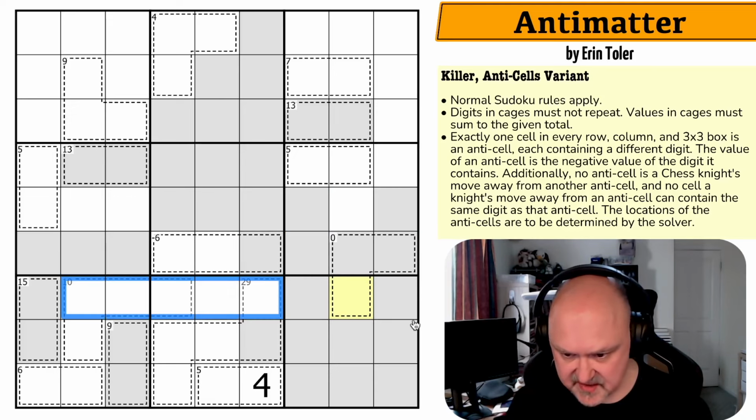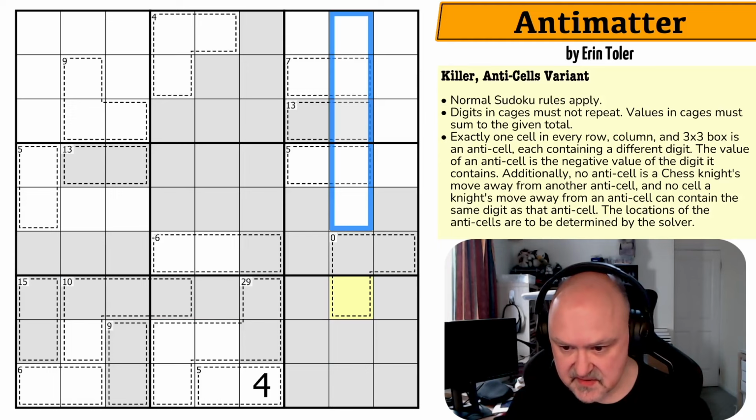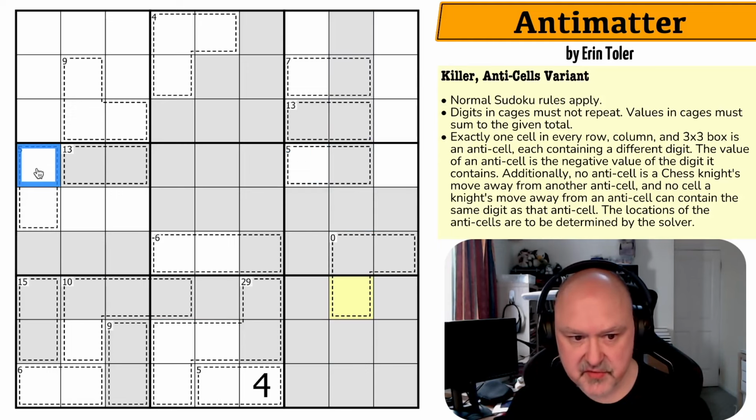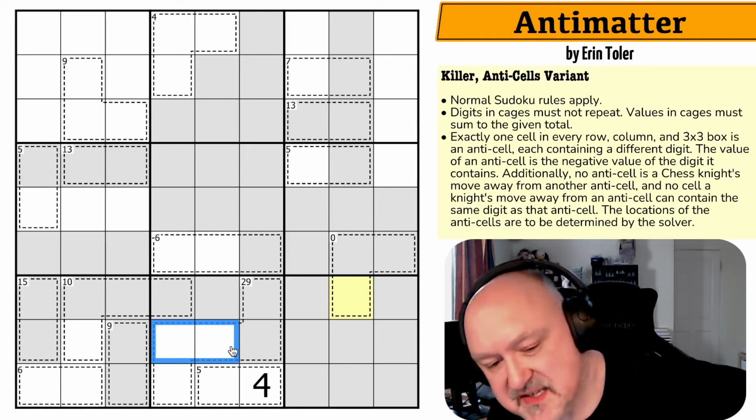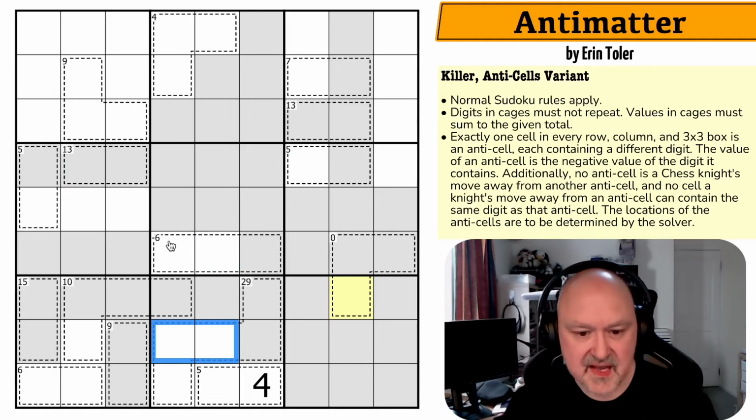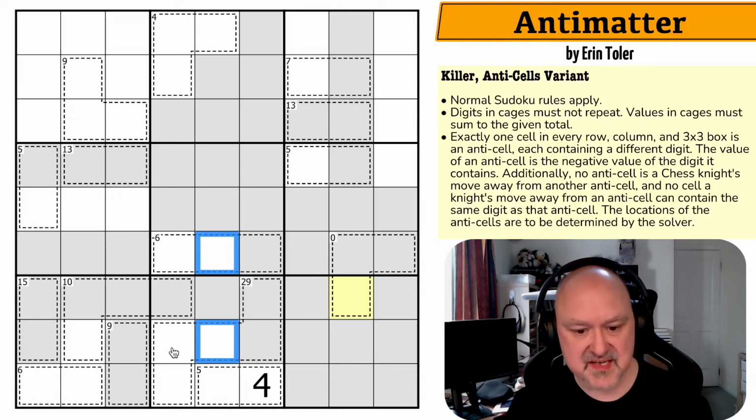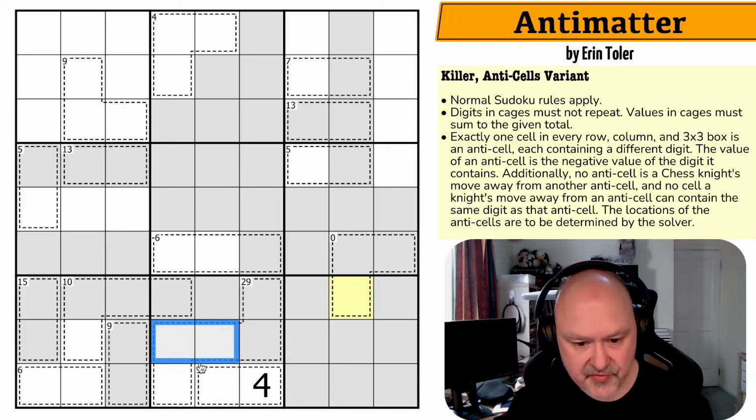These are not anti-cells. So there's an anti-cell in one of those two, and that is not an anti-cell. There can't be an anti... No, there can be an anti-cell here. No, there can't. If this is an anti-cell, neither of those could be an anti-cell, because I can't have an anti-cell in the same column or a knight's move away. Neither of those are anti-cells.